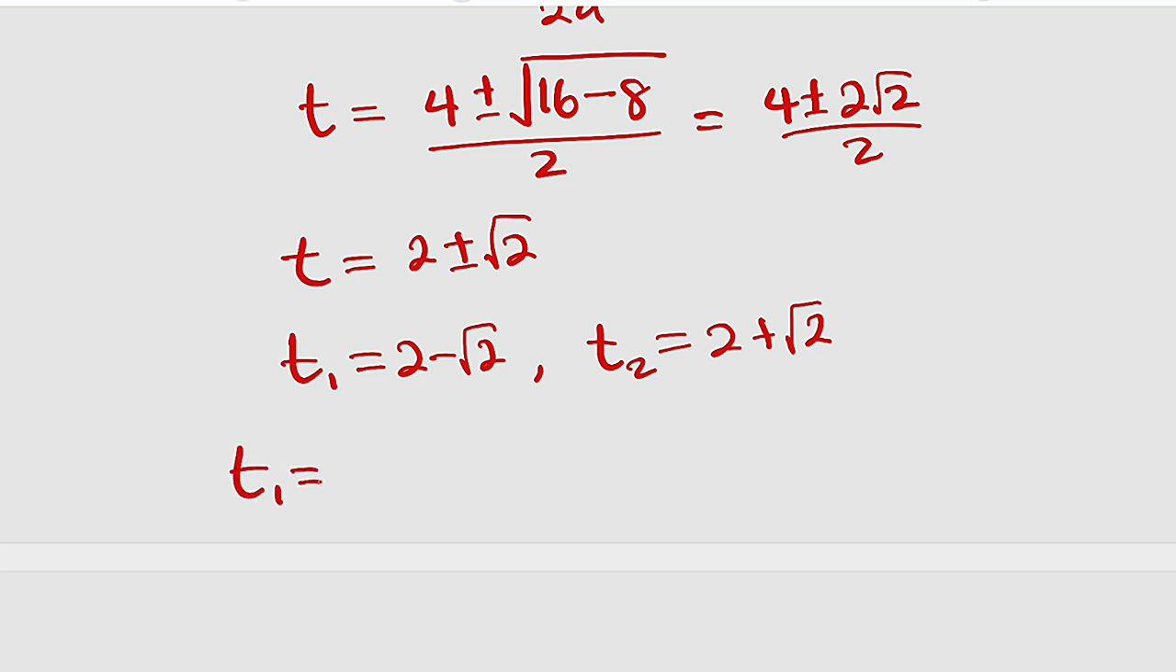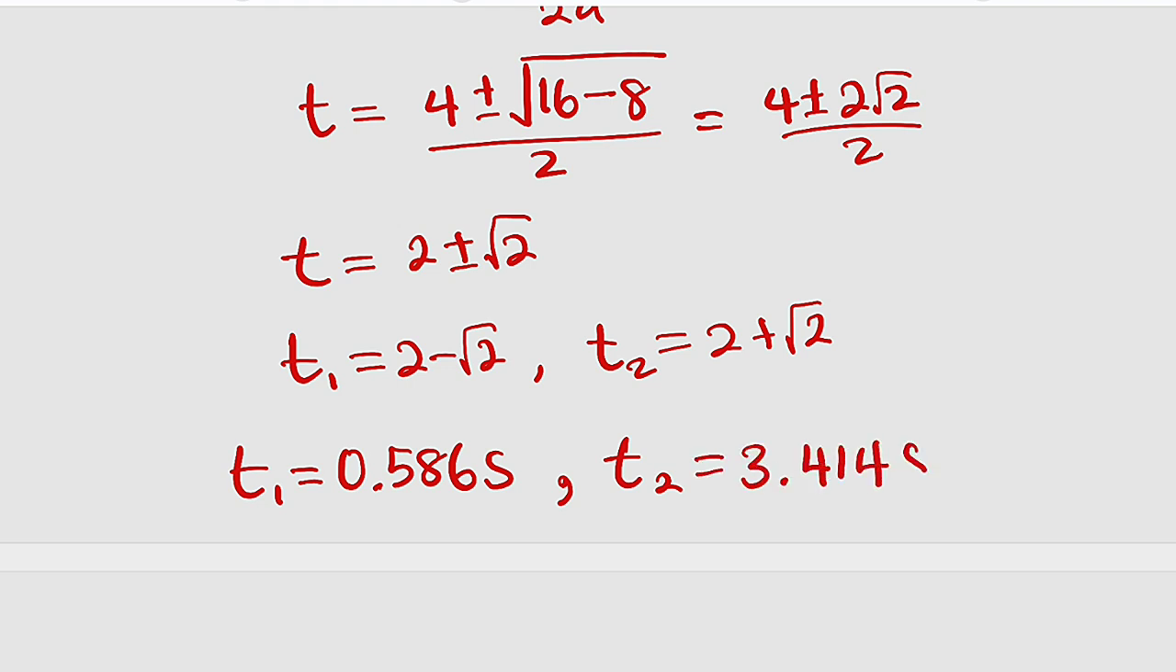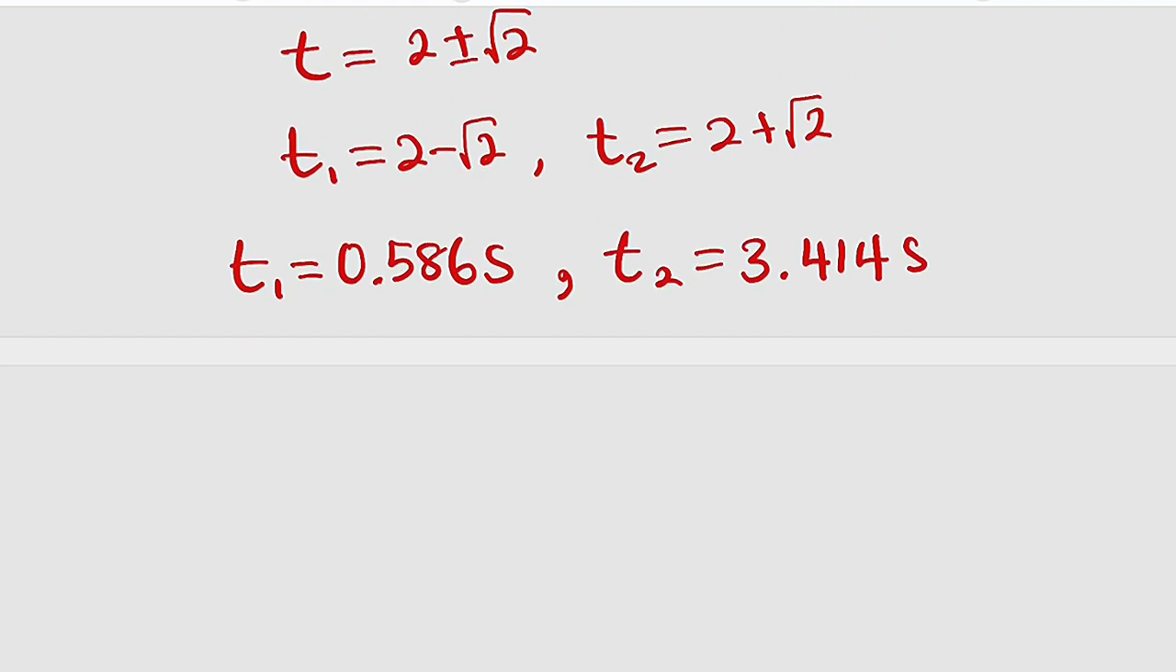So T1 is equal to 0.586 seconds. And the other time, while coming down, 2 plus root 2 will give us what? 3.414. 3.414 in 3 decimal places. So we are done with the B part. Let's move on to the C part.